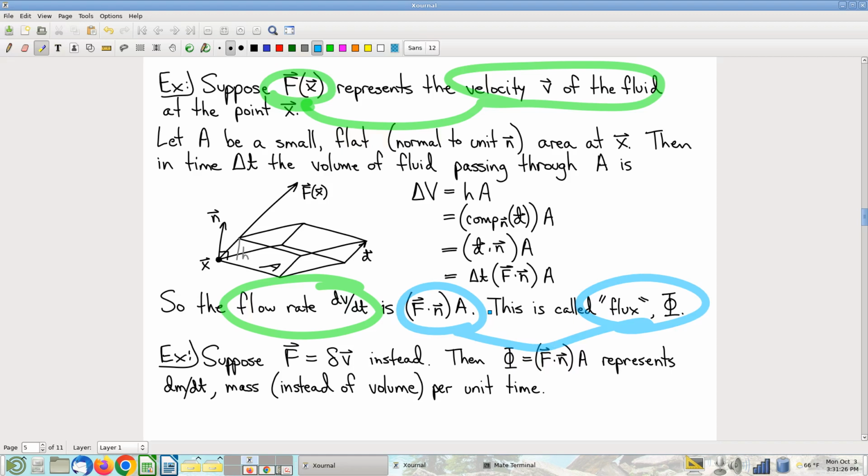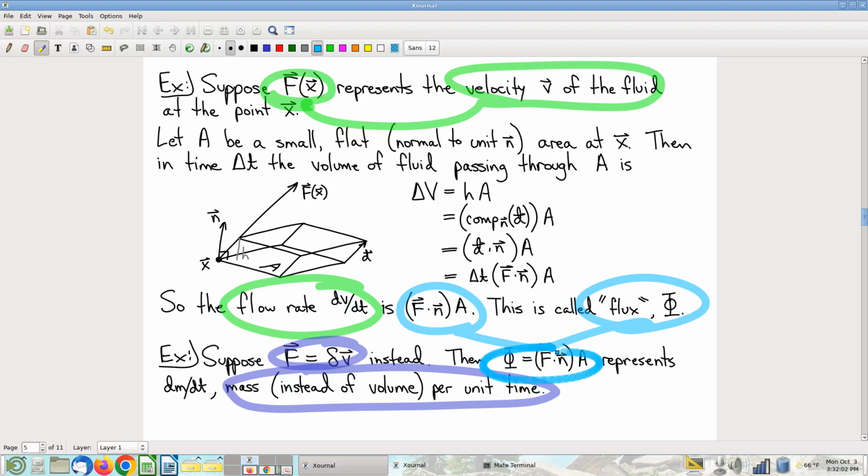Then we asked a similar question, and I did not go through the argument. I left this as an exercise for y'all, and I think it's a good exercise. If instead of velocity, the vector field represents density times velocity, then what you compute, instead of volume per unit time, is mass per unit time. I think that's kind of plausible: you throw in an extra factor of density, you get mass instead of volume. Superficially it seems plausible. What's interesting, though, is that the answer is computed with this same expression. So flux in both cases.